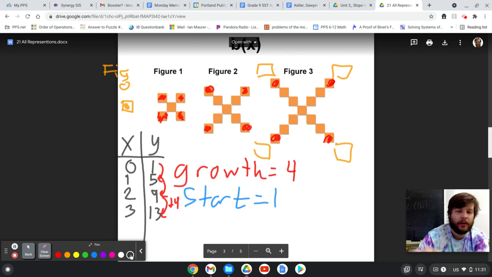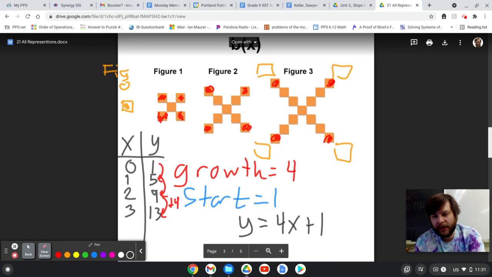In fact, there's a way to write an equation for this pattern, which is y equals 4x plus 1. Now, why is that equation useful? Because if I care about a particular figure number, like figure number 5, then I can go 4 times 5 plus 1, and I'll get the number of boxes. So I know that, for example, figure 5 has 21 boxes, because 4 times 5 is 20, and plus 1 gives me 21.